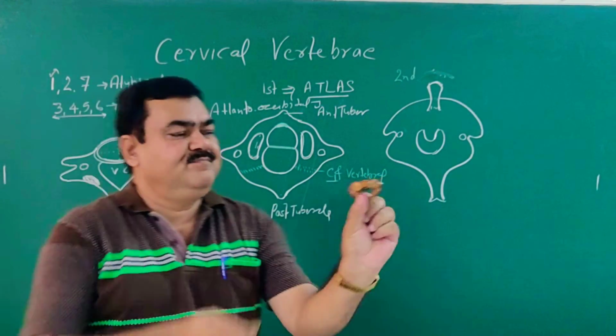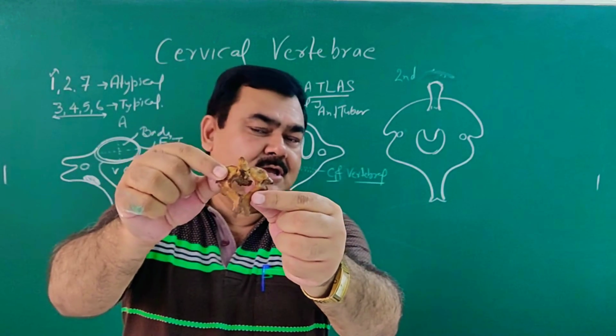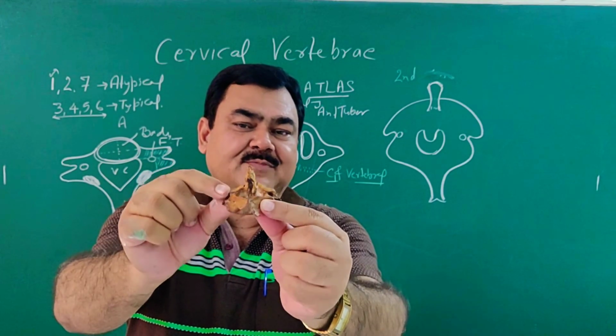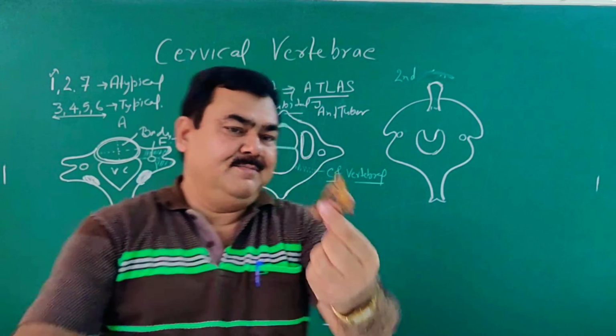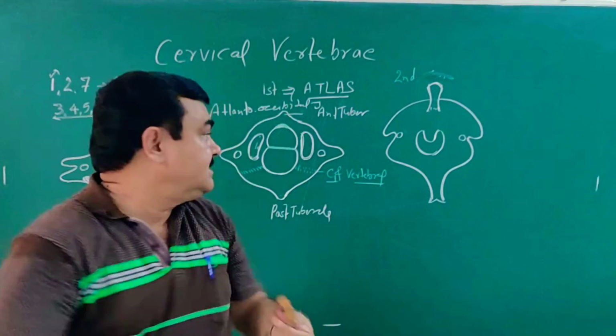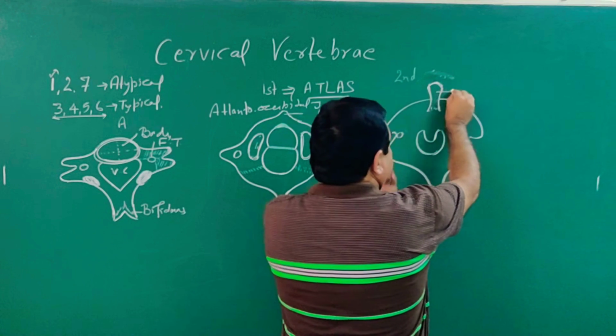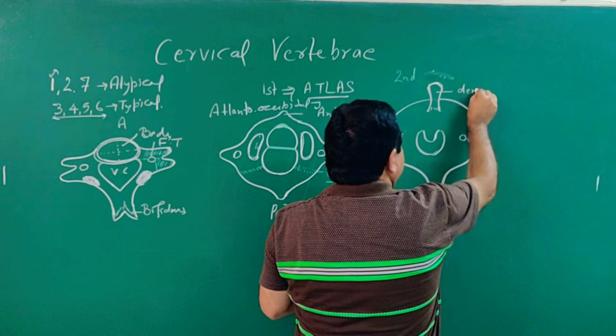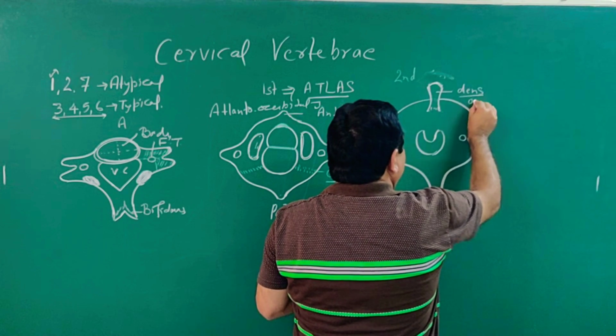Here you can see this is the superior surface of the axis vertebra. It has the odontoid process. You can see this is the odontoid process. This process is known as the dens or odontoid process.